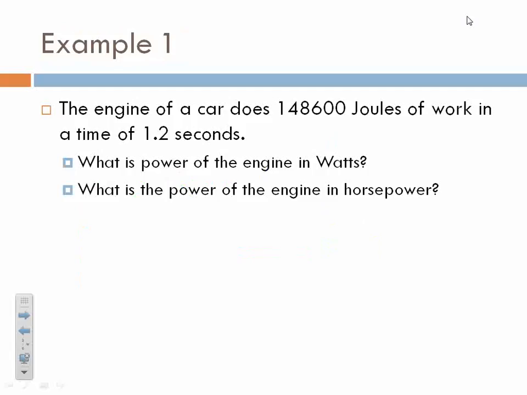Let's start with the engine of a car, and this car does 148,600 joules of work. You're thinking, wow, what a giant number. It really is. Joules are not a very giant unit of measurement, so we tend to have a lot of joules when things are really big. We want to do two things here. We want to find the power of this engine, calculated in watts, and then convert that power into horsepower to see something we would be more used to. It does all this work, 148,600 joules, in 1.2 seconds.